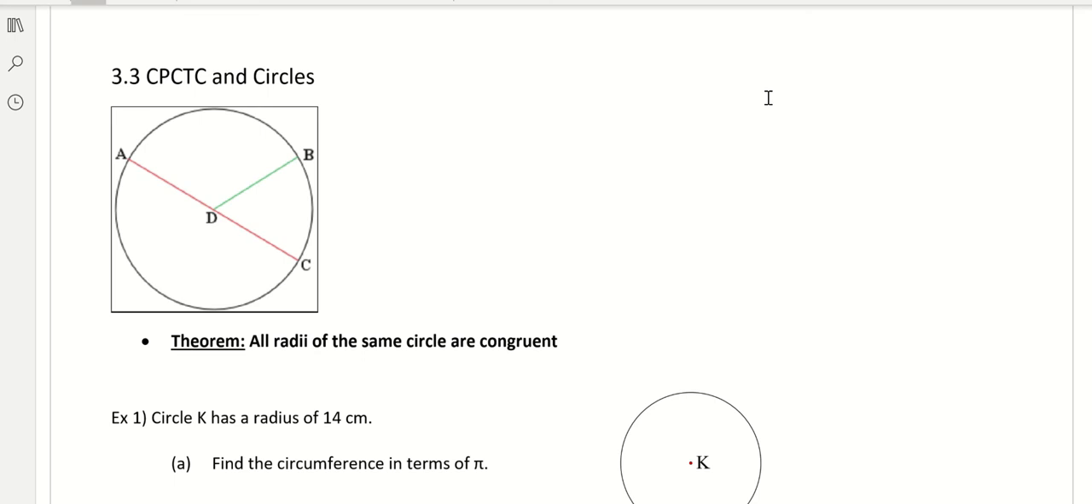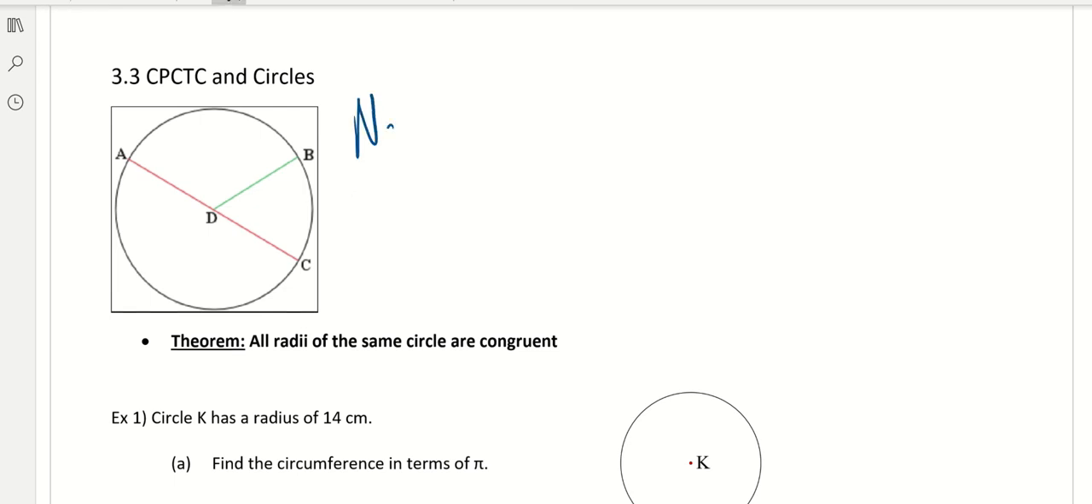Today, 3.3 CPCTC. That's not as confusing as it looks at a glance. And we're also learning about circles. So here we have a circle inside what appears to be a square, but we don't know for sure if it is a square. We don't even know if that's a rectangle or not, right? It looks like it might be, but remember, we can't assume right angle, so we cannot assume that is a square or a rectangle. So first off, let's talk about circles.